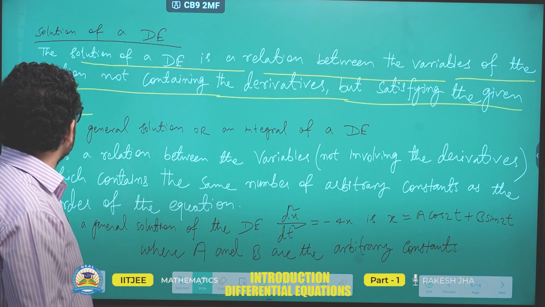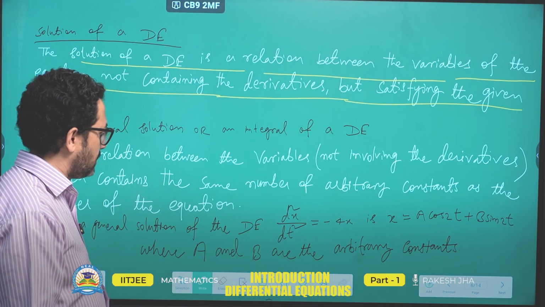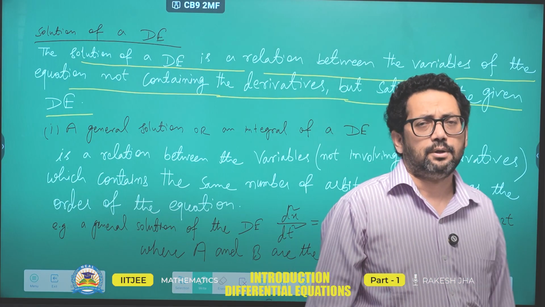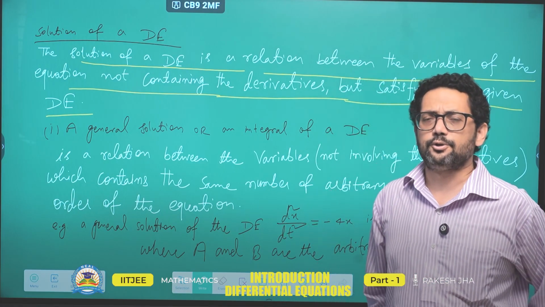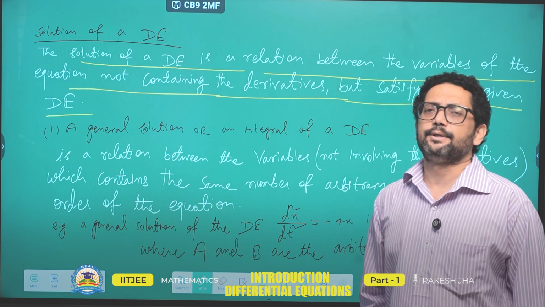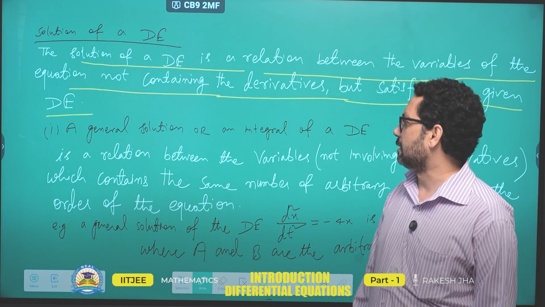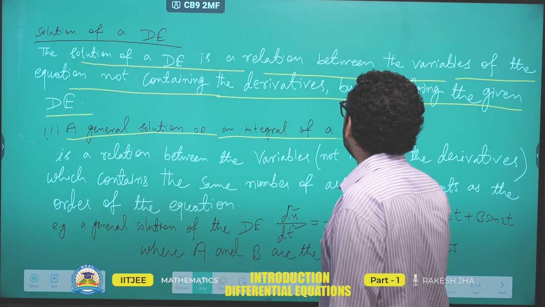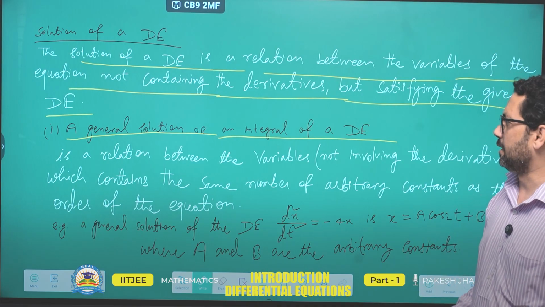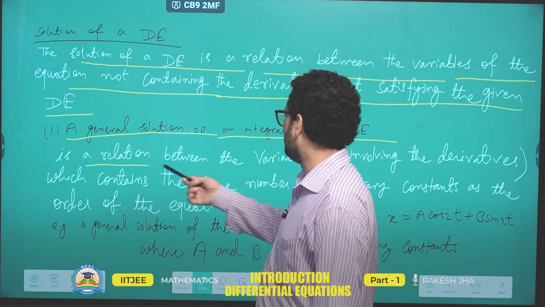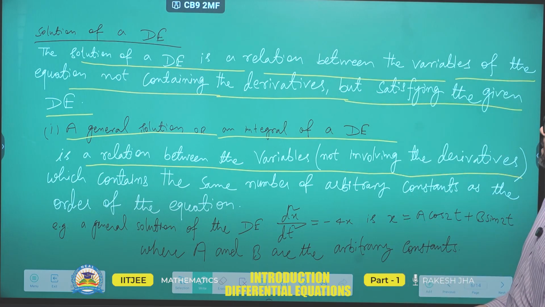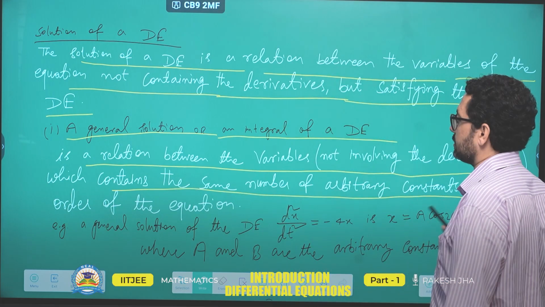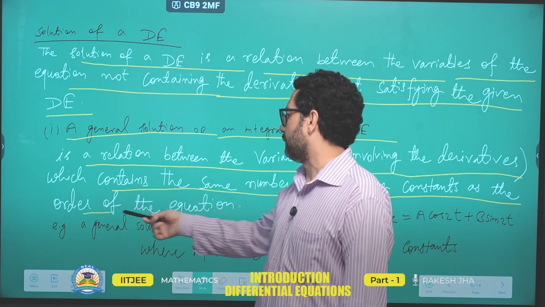In layman's language, we can understand that it is simply the solution. But here we have two types of solution. One is the general solution and another is the particular solution. The general solution is also called the integral of the differential equation. So it is basically a relation between the variables not involving the derivatives, which contains the same number of arbitrary constants as the order of the equation.